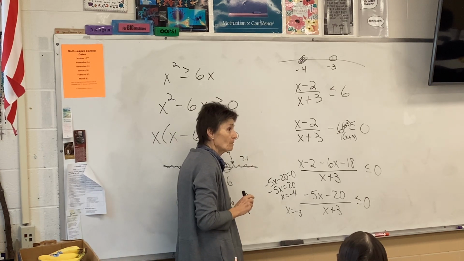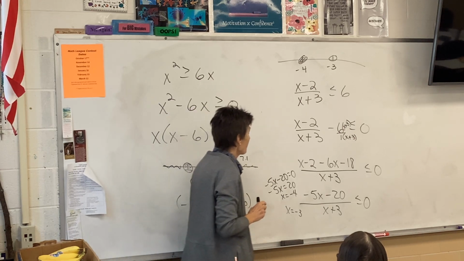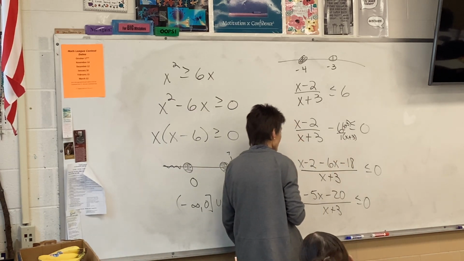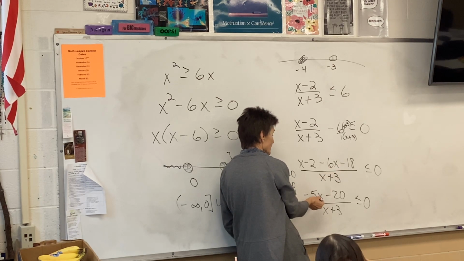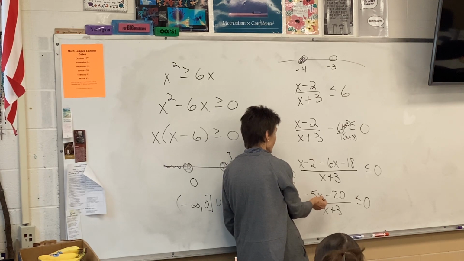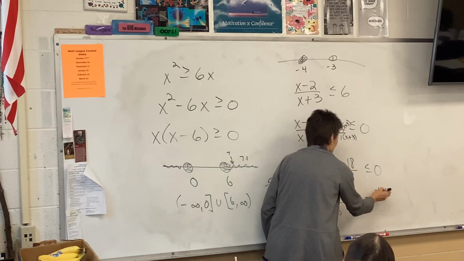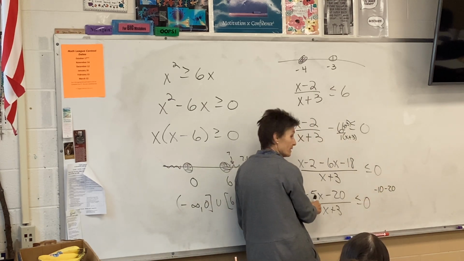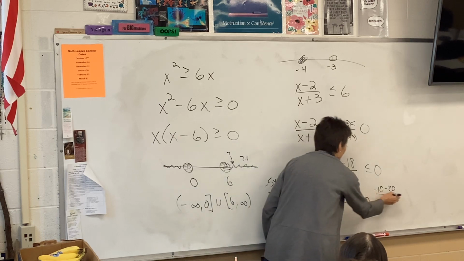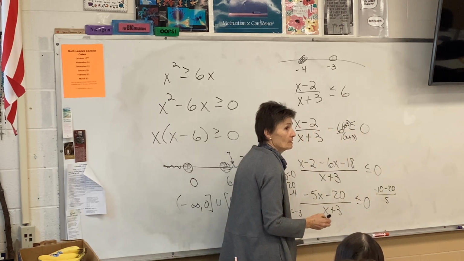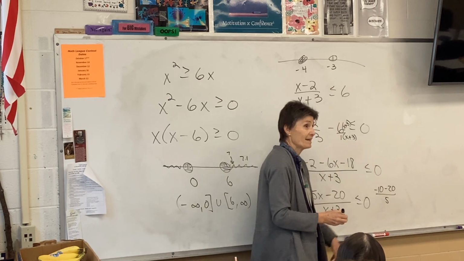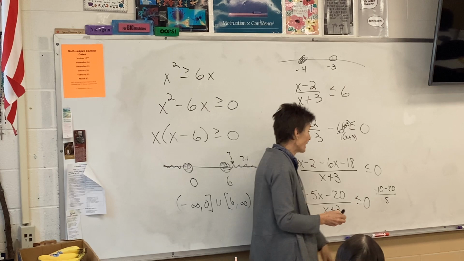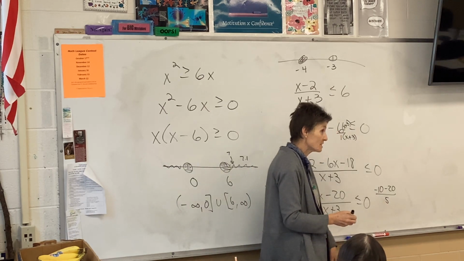All right, let's pick a number. 2, 1, 201, doesn't matter, 201's fine. Be careful, I'll just say 2. I'm going to put 2 in here. So what do I get? Do this carefully. If I put 2 in there, I get negative 10 minus 20 over 5. Isn't negative 10 minus 20 negative 30? And when I divide it by 5, I get negative 6.